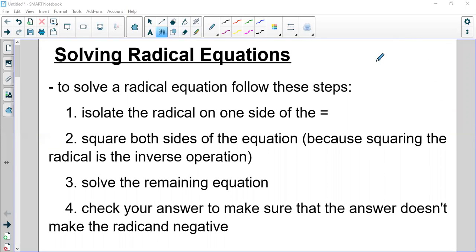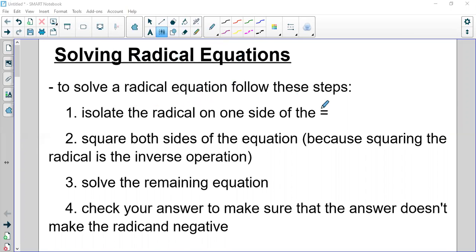All right, today we're going to solve some radical equations. Solving radical equations has a couple of simple steps. Step one is to isolate the radical on one side of the equal sign. Radical on one side, everything else on the other side.